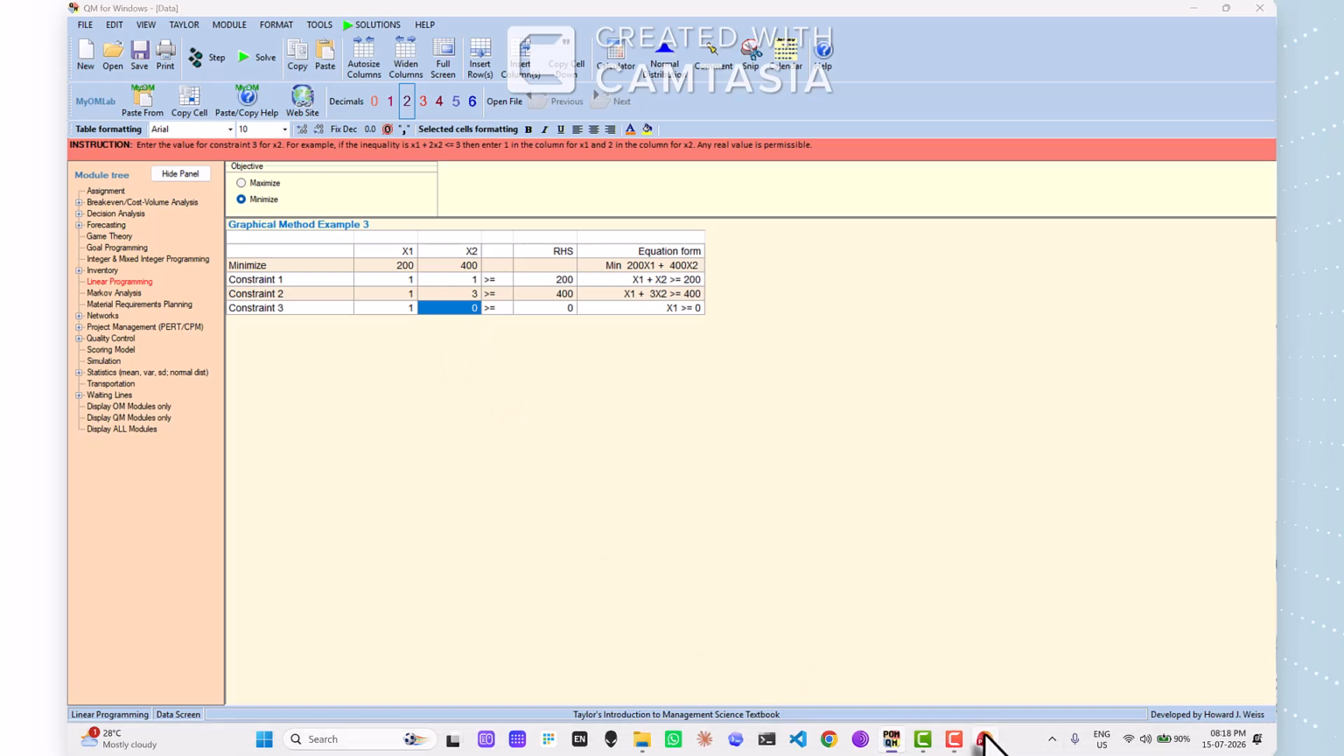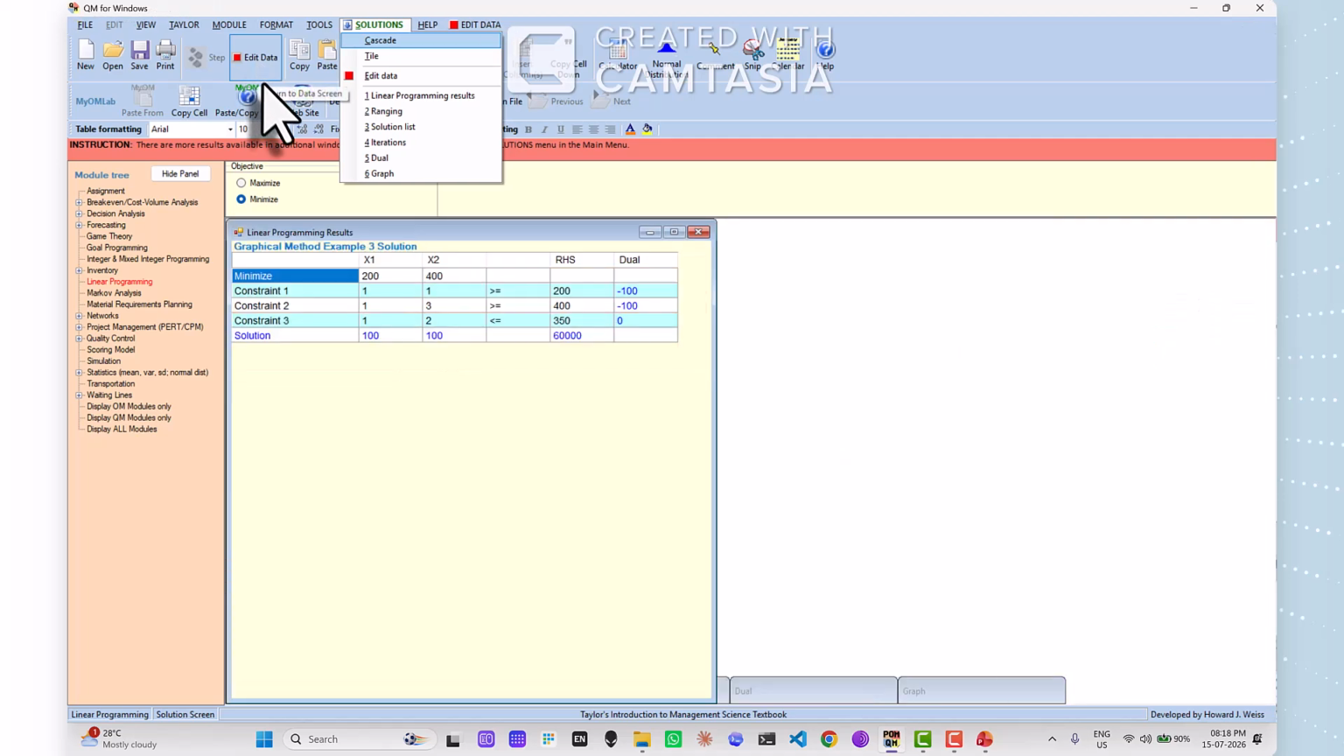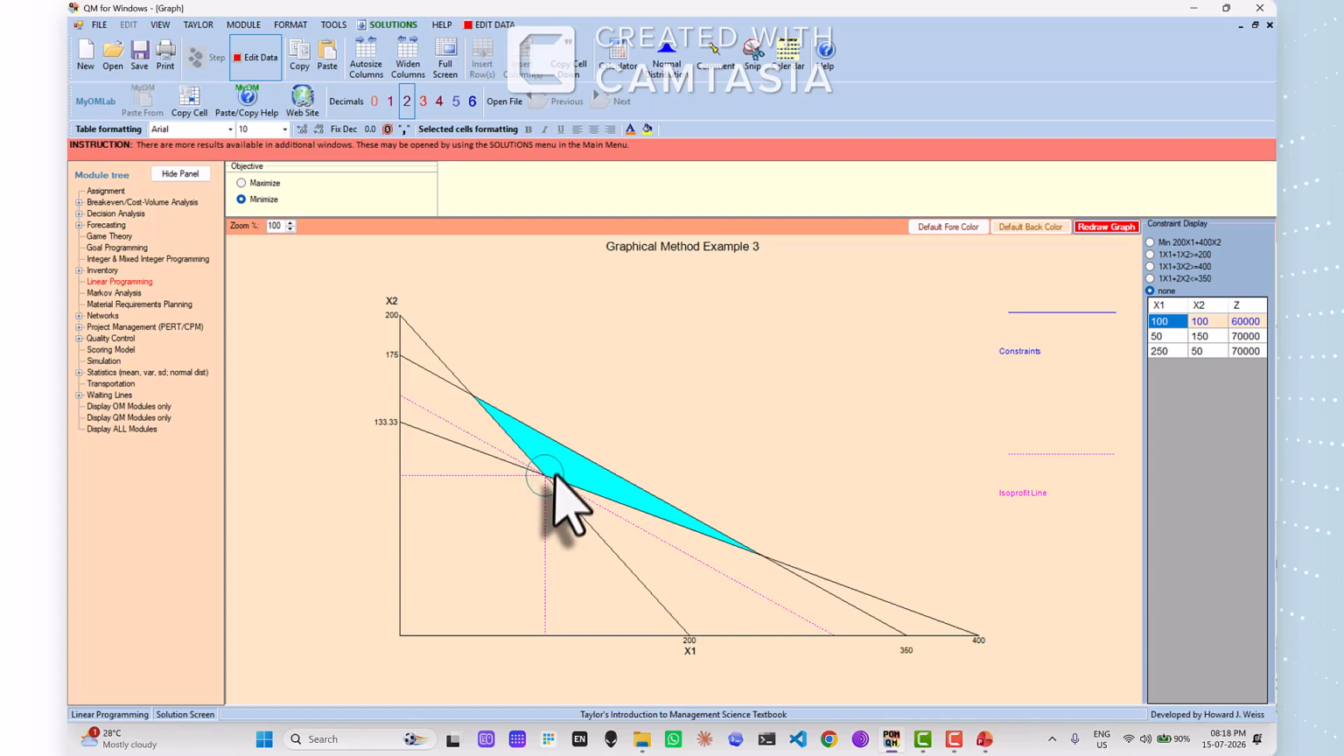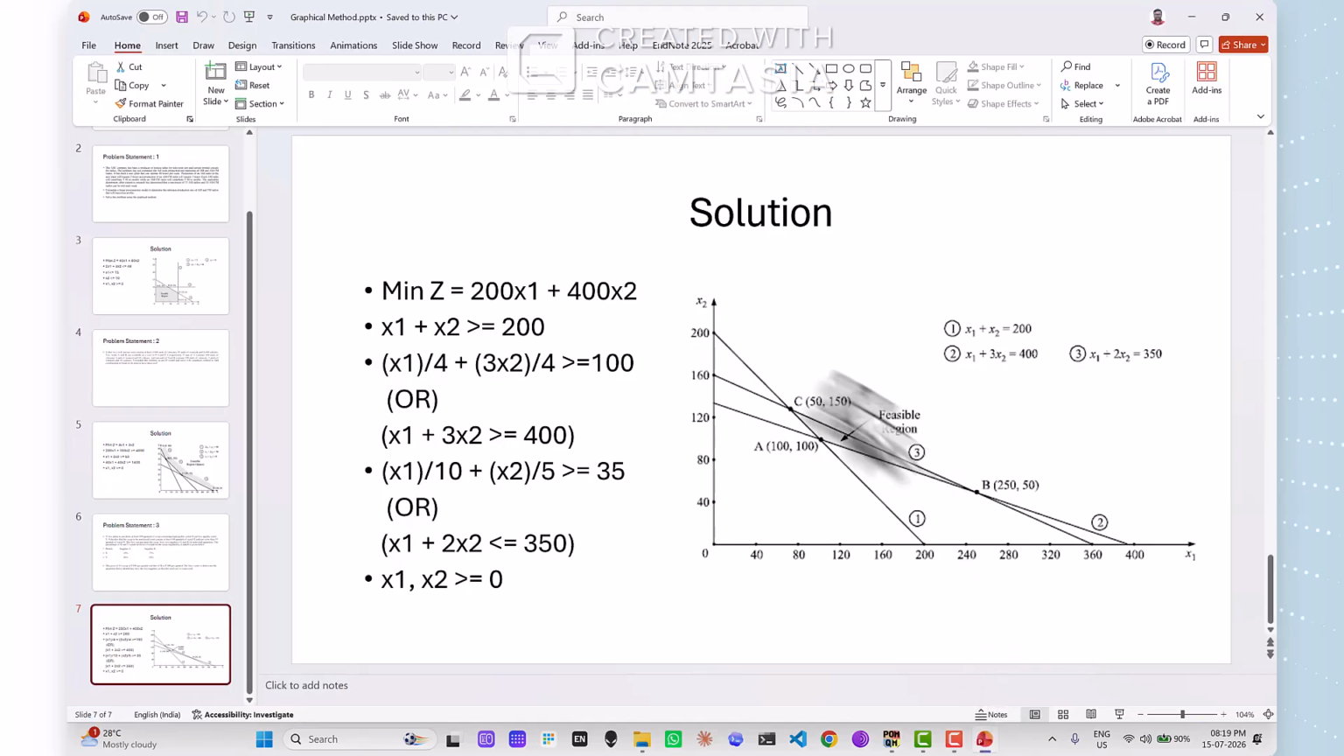1x1 plus 2x2. Here we are going to change the symbol to less than or equal to 350. Now let us find the solution by clicking on the solve over here. We are going for the graph. So this particular point is the solution corresponding to 100x1 plus 100x2. It gives around 60,000 Z value. So here you can see the solution over here.